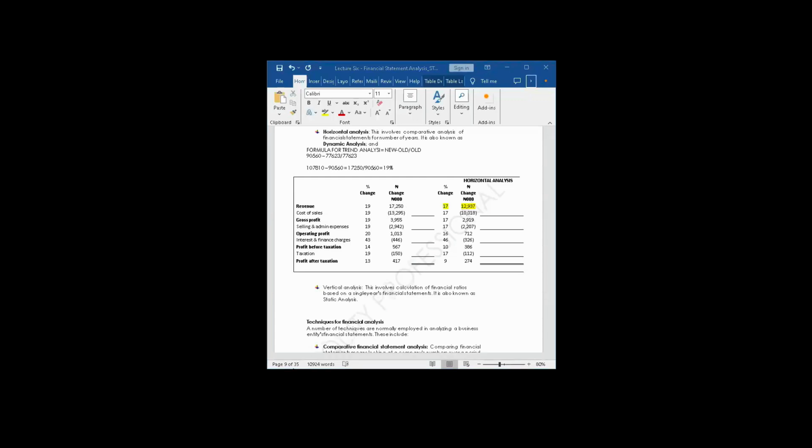So how can you report? The whole thing we are trying to do is to make sense out of whatever we are doing on the financial statement. So how can you make sense out of it? Let's see.